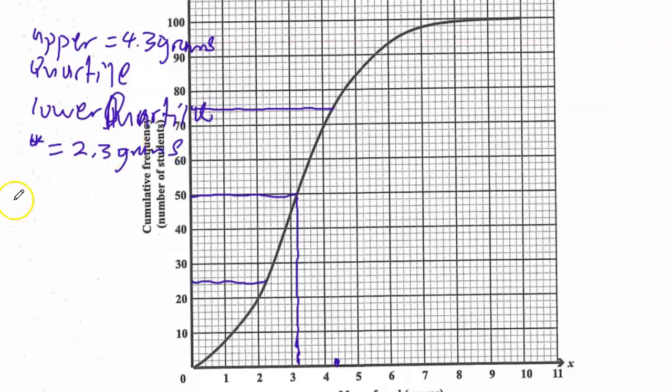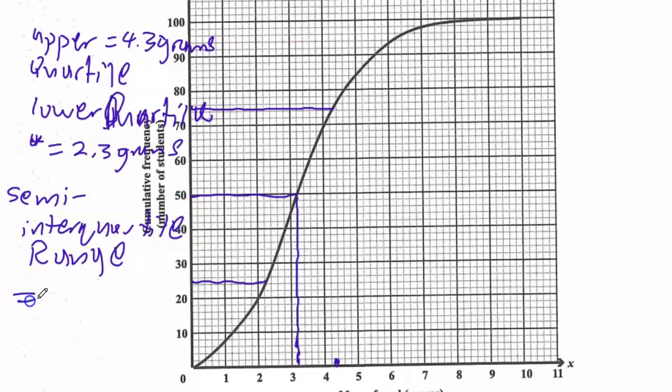So the semi-interquartile range is the upper quartile, which is 4.3, minus the lower quartile, which is 2.3, divided by 2. So semi-interquartile range is upper quartile minus lower quartile divided by 2. So 4.3 take away 2.3, that's 2. 2 divided by 2, that's 1. So the semi-interquartile range is 1 gram.